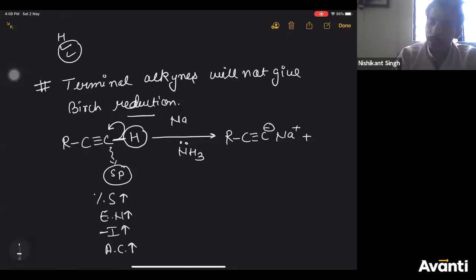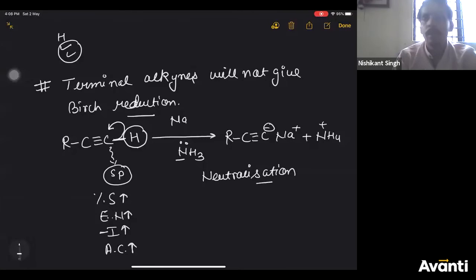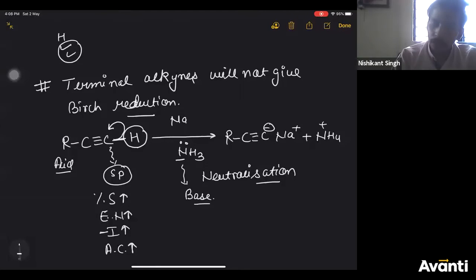And this H plus will combine with ammonia to form NH4 plus. So this is a kind of acid-base reaction called a neutralization reaction, right? Now in this neutralization reaction, this is acting as an acid and this is acting as a base. So always remember, a terminal alkyne will never give Birch reduction, it gives a neutralization reaction, right?